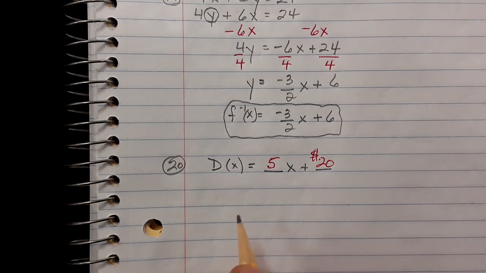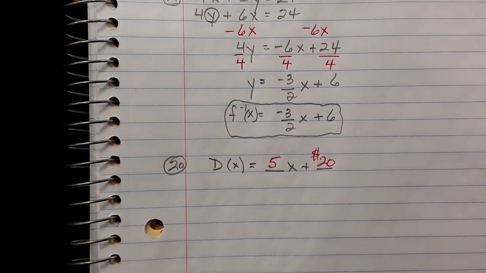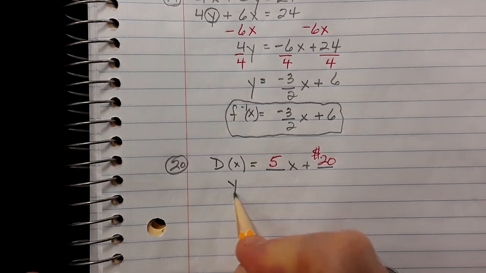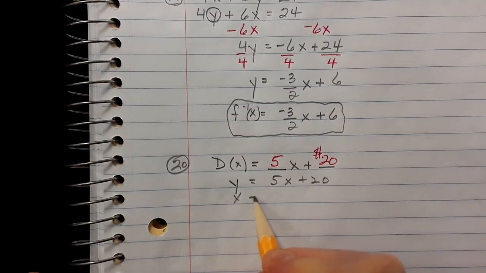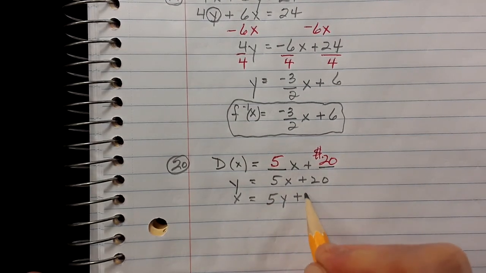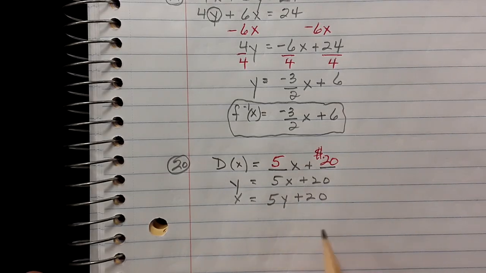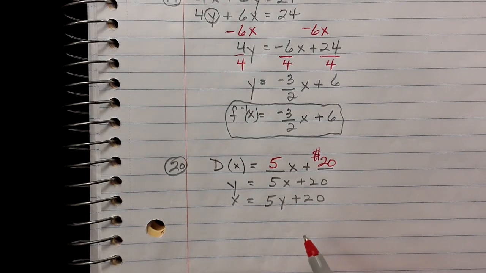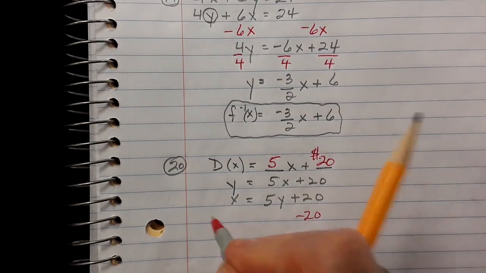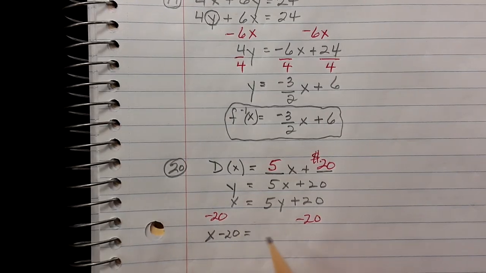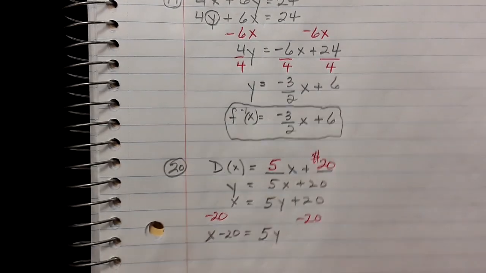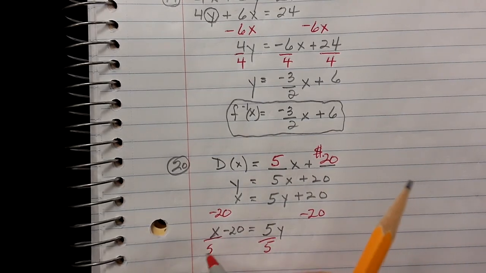So what is the next thing it says? Write a function d of x, so that's A. And then B, find the inverse. So we change this to y. 5x plus 20. We switch the x and y around, and we solve for y. What do we do first? Subtract 20. And we write x minus 20 equals 5y. Divide every term by 5.